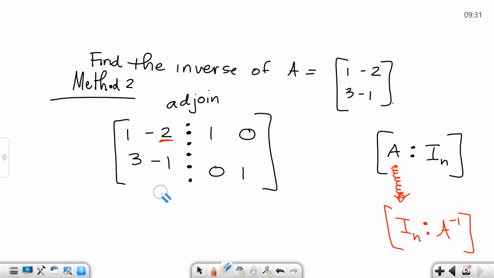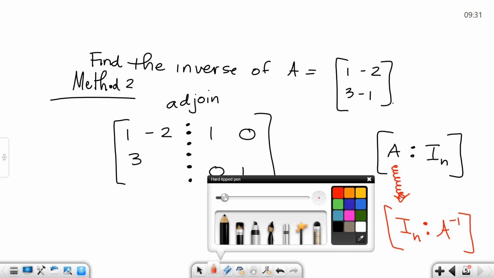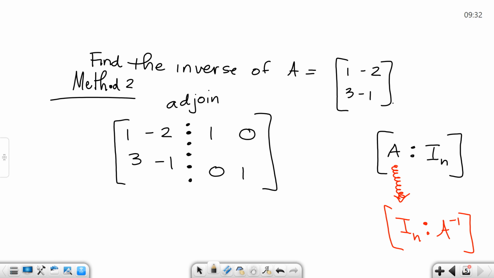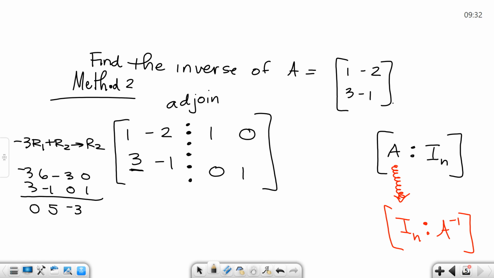The first thing I'm going to do is get rid of the 3. So I'm going to say negative 3 row 1 plus row 2 gives me a new row 2. I'm going to get rid of this guy right here. So that's negative 3, 6, negative 3, 0. You go all the way across. So we get 0, 5, negative 3, 1. The top row stays the same. And that's what the bottom row looks like.